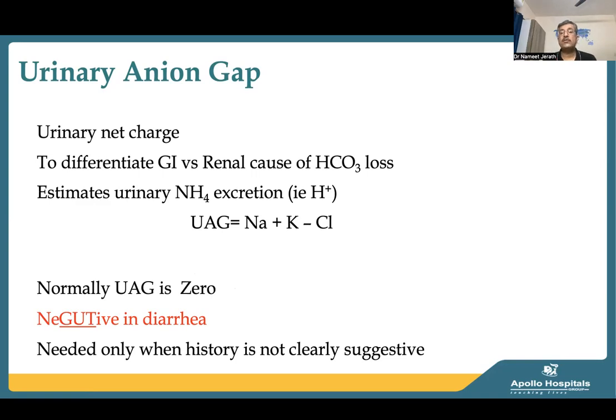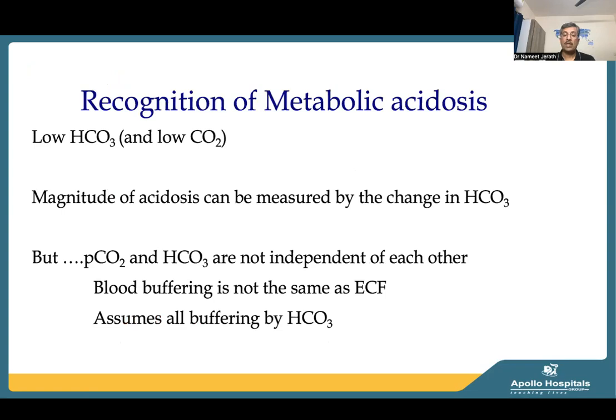And a very easy way to remember it is this term negative. So if the gut is the reason for the bicarbonate loss or acidosis, the urinary anion gap will usually be negative. You need to do urinary anion gap only in rare situations where the history is not very suggestive and you are at a loss as to where the bicarbonate loss is happening.